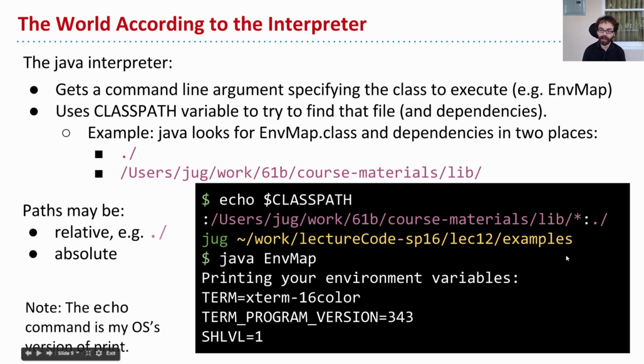So suppose envmap is not in one of these two folders, the current folder or this one, it will say class not found, but in this case it seems fine. And in this case, what does envmap do? Well, it's a little meta, but what it does is print out all of your environment variables. So in this case, there are some, and it continues down there. Okay, so that's the world according to the interpreter, how the class path is used.